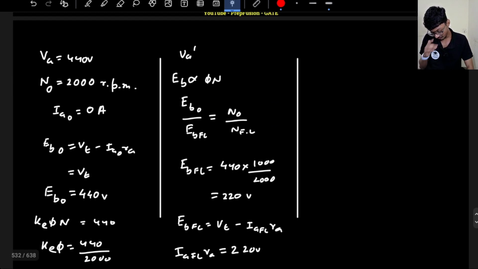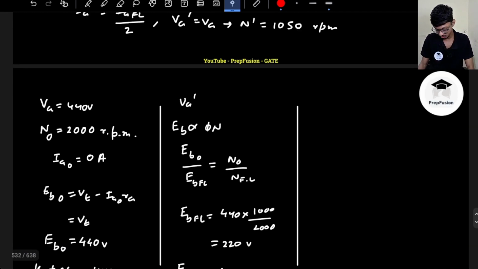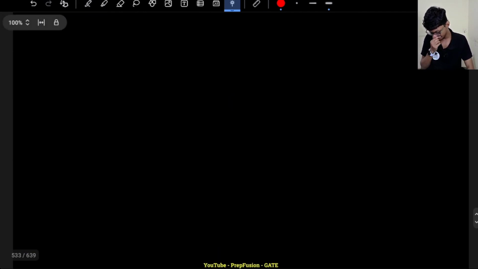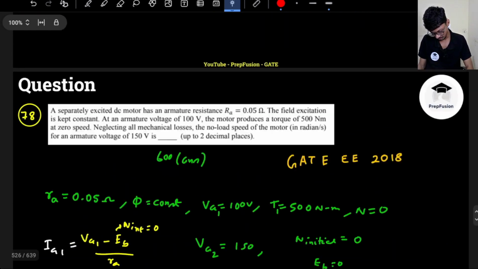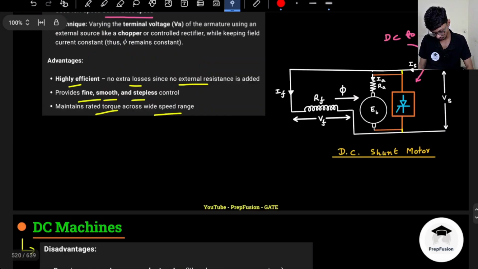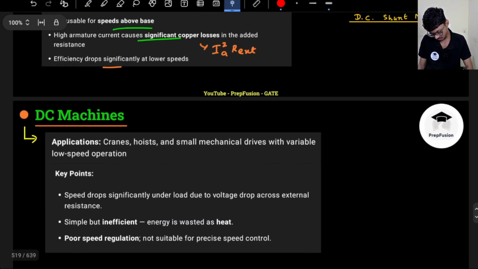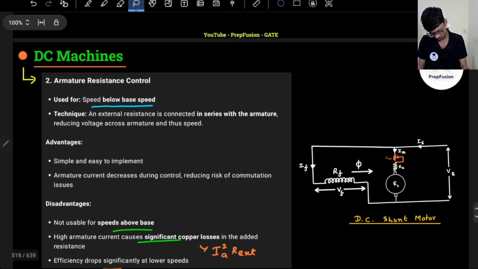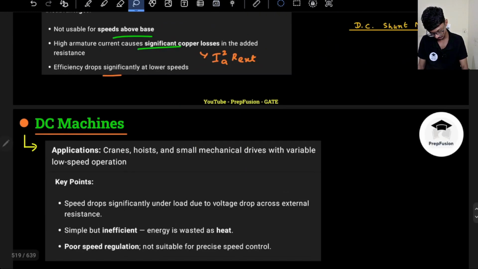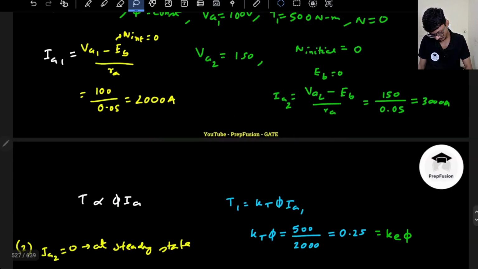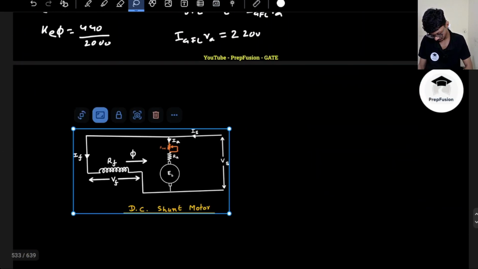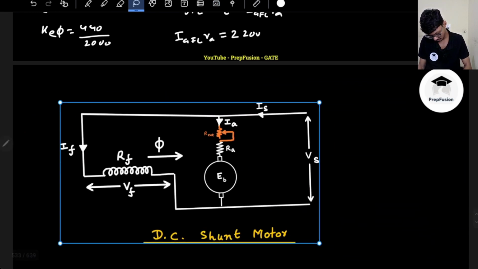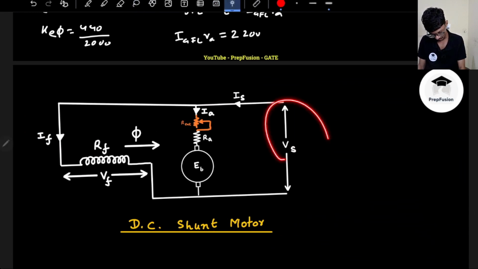So here, one key point we have to understand. If I draw the circuit, there are a few voltages that I want to explain to you. In case of armature resistance and armature voltage control, the voltage actually is changed. So the supply voltage and the voltage across the terminals are not the same anymore. What do I mean by it? So this is the voltage across the supply.